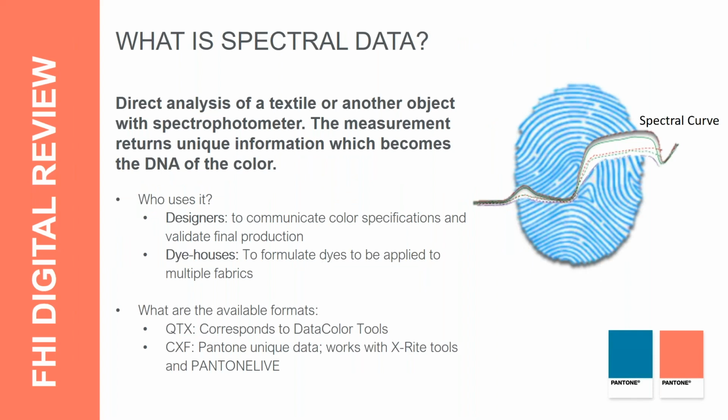So just a brief explanation of what the digital data is. Well, it is basically the fingerprint of a color. It's how this particular fabric interacts with light. So once you've got this measurement, you can send that spectral information to all of your partners, and they will be able to reproduce that color to a very tight tolerance. So designers use it to communicate color coming out of their software, and they can use it to validate the final production. So when it comes back in, they can use a spectrophotometer to measure it. Dye houses use this to formulate dyes.